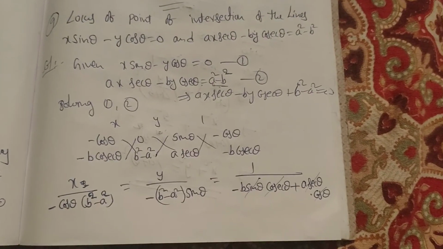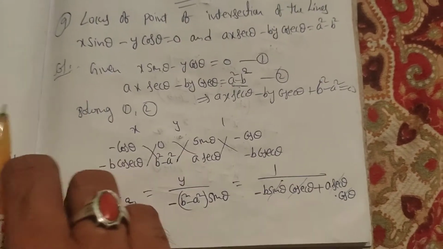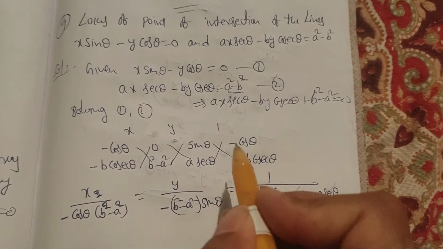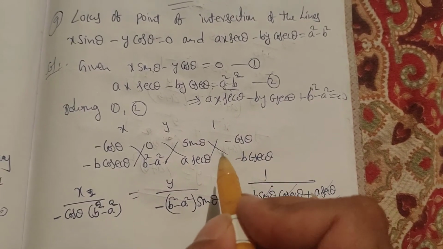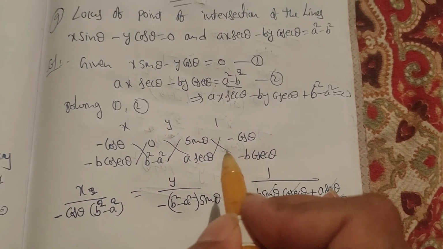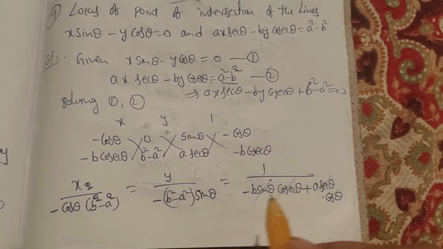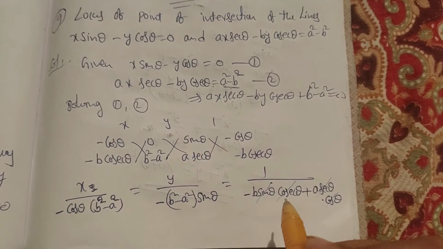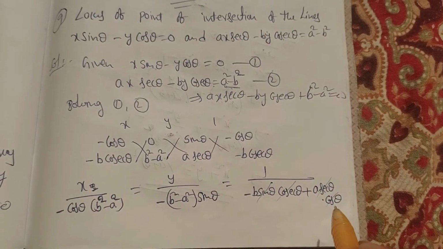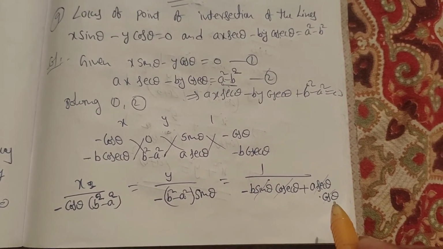This is the procedure, the cross multiplication method. You can proceed with any method, elimination method, substitution method, no problem. But this is the best method, I think. This is equal to 1 by sin theta into minus b cosecant theta, minus into minus becomes plus, so a secant theta into cos theta. Already we know that sin theta and cosecant theta are reciprocals of each other, product is equal to 1. Secant theta and cos theta are also reciprocals of each other, product is equal to 1.